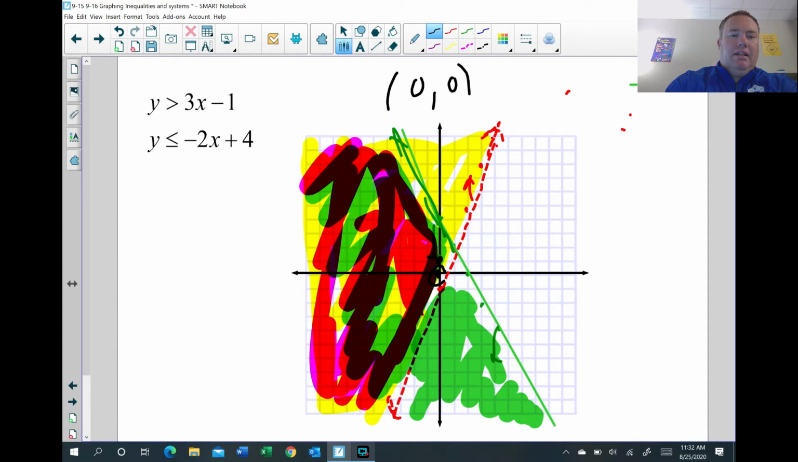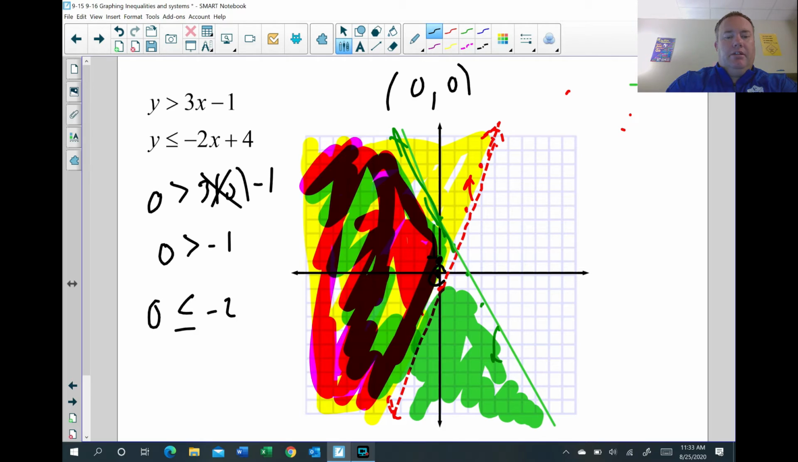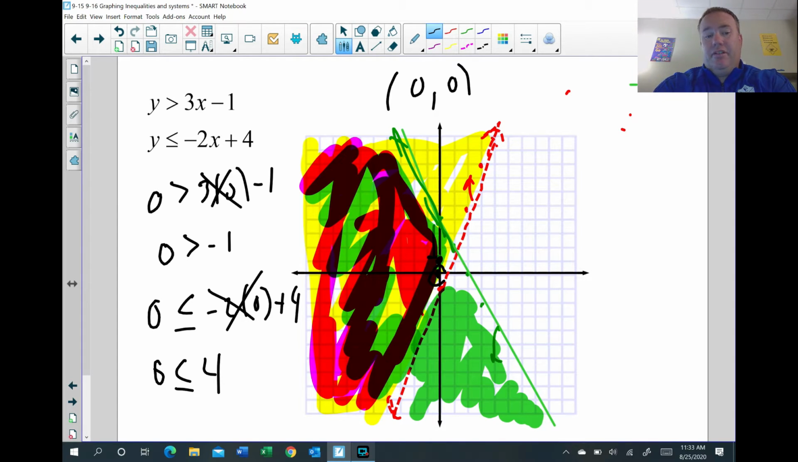So if we plug that in, obviously 0 is greater than 3 times 0 minus 1. That's 0, so you get 0 is greater than negative 1. That's true. Plug in 0 for x: y is less than or equal to negative 2 times 0 plus 4. Well, negative 2 times 0 is 0, and 0 is definitely going to be less than or equal to 4. So that is a solution to both.